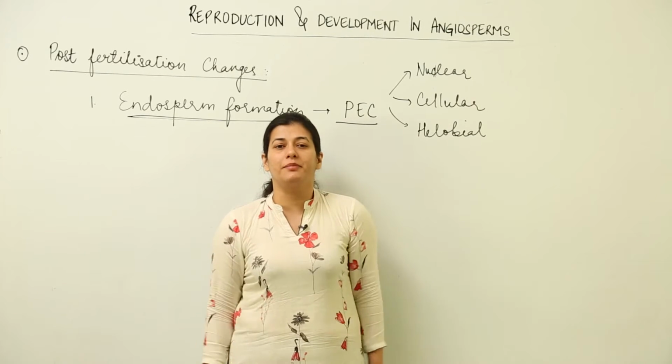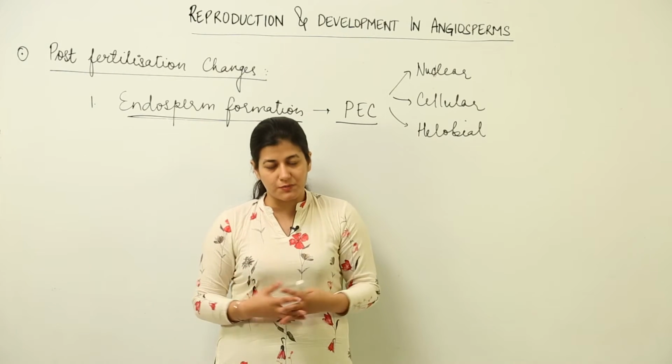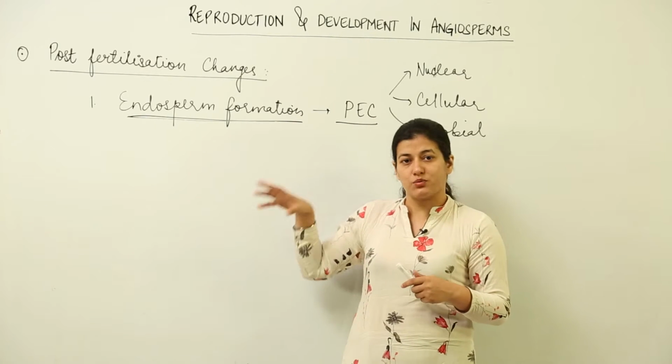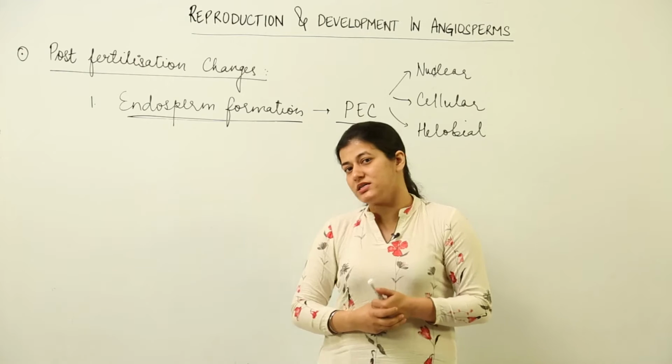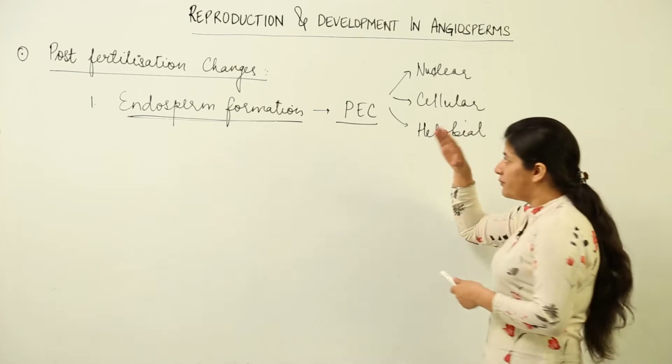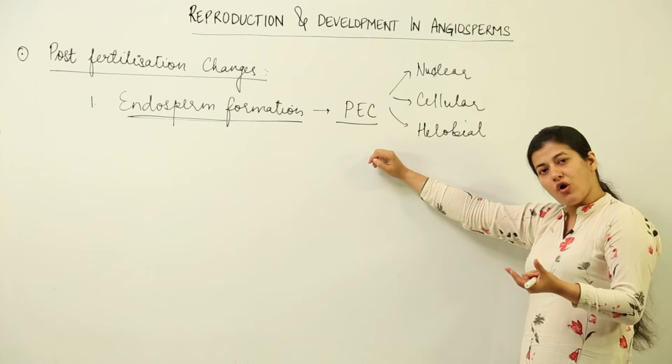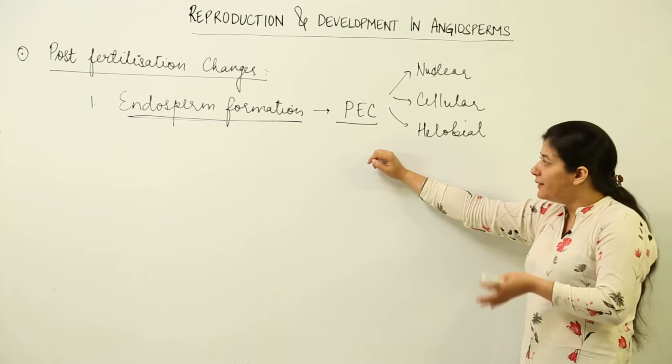Now let us talk about the endosperm part, endosperm development, how the formation of endosperm takes place once the fertilization has taken place, or to be very specific, when the primary endosperm cell has undergone the fusion of the polar nuclei with the male gamete.